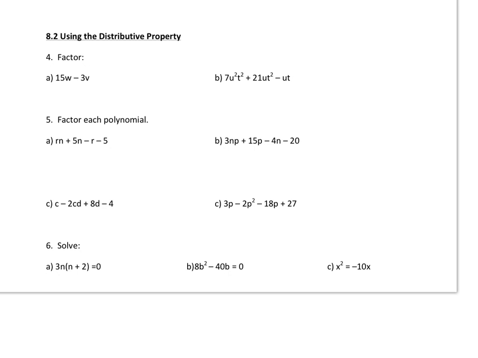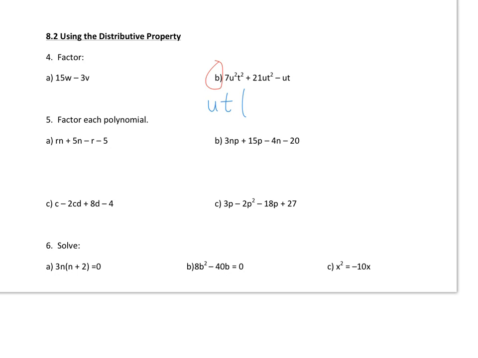Under 8.2, using the distributive property, let's look at 4b. I see 3 terms here, so that tells me I need to use the distributive property. I need to take out the GCF of 7u squared t squared, 21ut, and ut. And what they share is just a ut. Now I draw in my parentheses and undistribute.